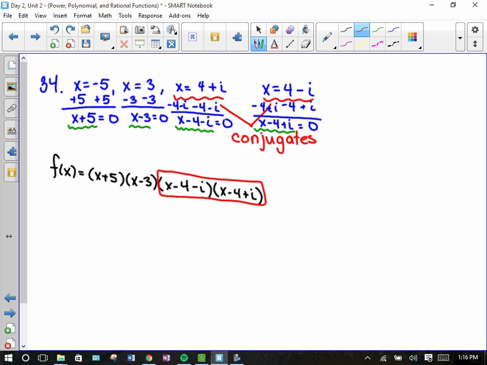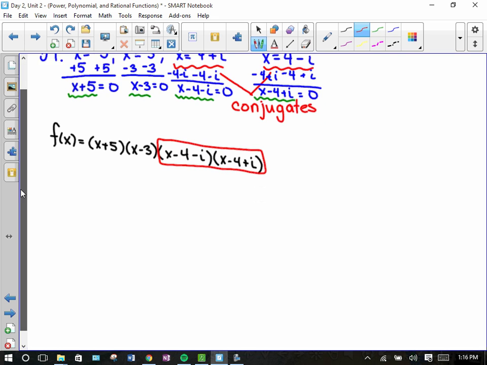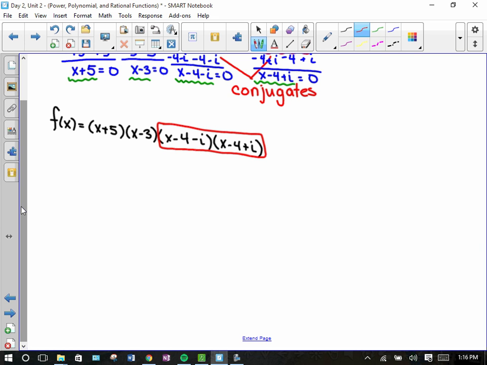So again, if I had x plus 2 minus i and x plus 2 plus i over here, I'd multiply those two together, and these. So what do I do here? I'm going to multiply these first.